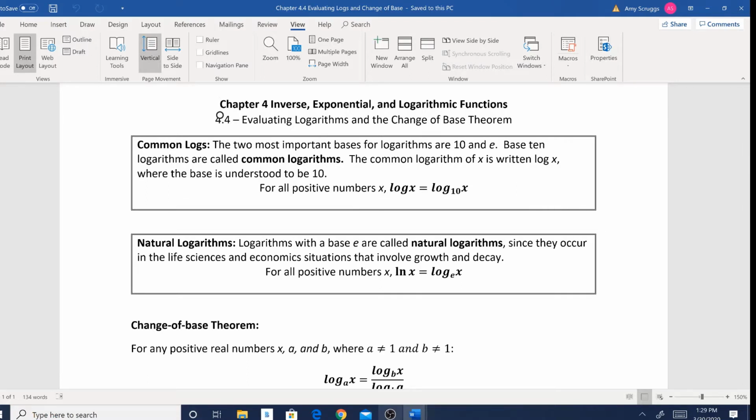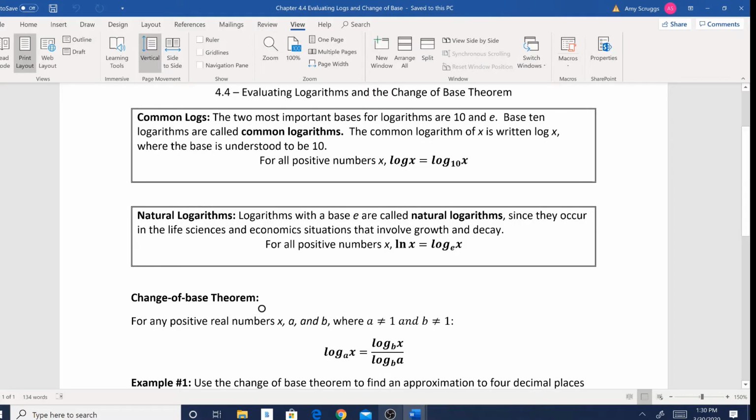A common log is one that has a base of 10, and also you have the bases of E, and we'll explain that in a minute. But, of course, if you have a log, and here's an example right here where there's not a base number for that log, it is an understood 10.